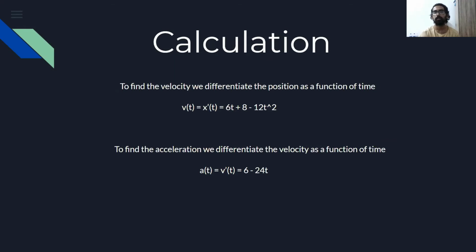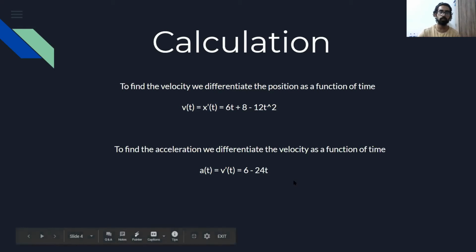To find the velocity and acceleration, we will use the formula that I mentioned in the previous slide. Over here, v(t) equals the differentiation of x(t), which is 6t plus 8 minus 12t to the power 2. Then to find the acceleration a(t), it's the differentiation of v(t), which is the one above, and it comes to 6 minus 24t. So this is the simple application of differentiation in dynamics.